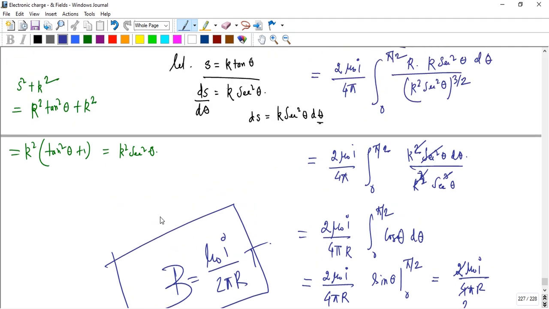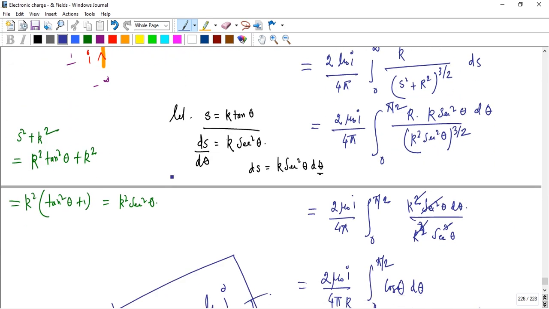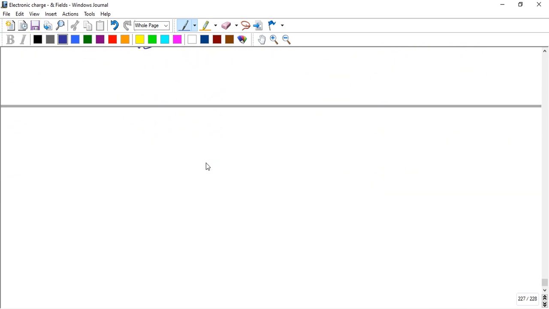We get the magnetic field. The current carrying wire generates a magnetic field around the wire, and we calculated that magnetic field with the help of Biot-Savart's law. With the help of Biot-Savart's law, we now derive Ampere's law. Very important. Actually, today's main important topic is Ampere's law.